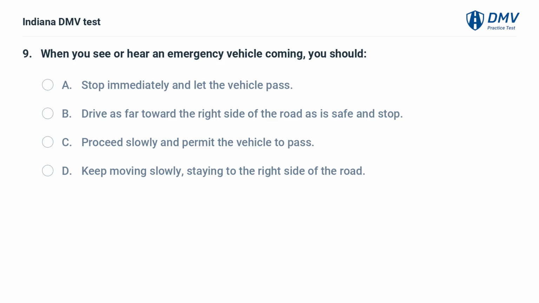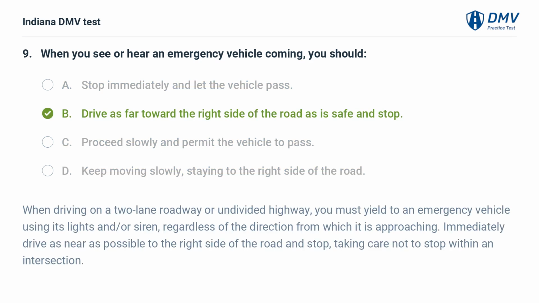When you see or hear an emergency vehicle coming, you should A. Stop immediately and let the vehicle pass. B. Drive as far toward the right side of the road as is safe and stop. C. Proceed slowly and permit the vehicle to pass. D. Keep moving slowly, staying to the right side of the road. B. Drive as far toward the right side of the road as is safe and stop.